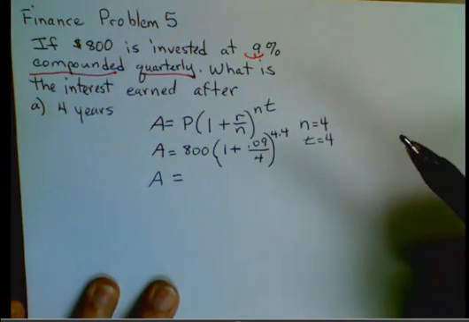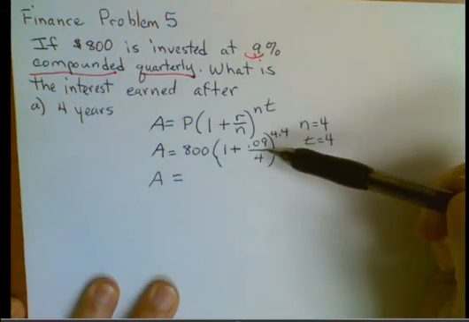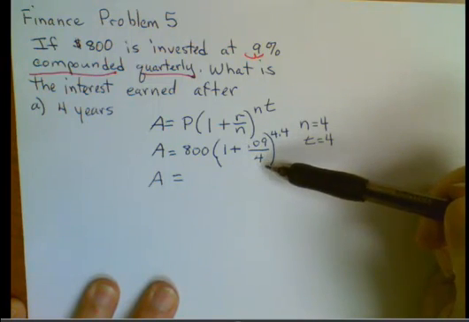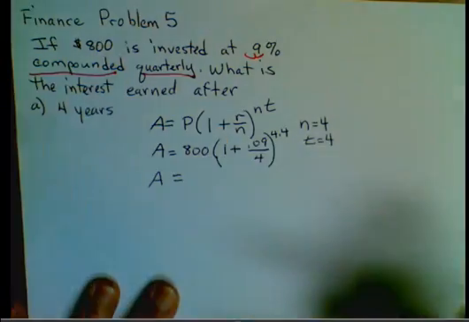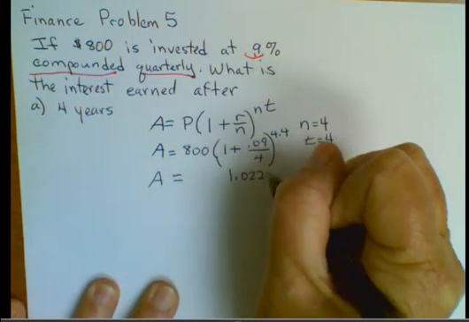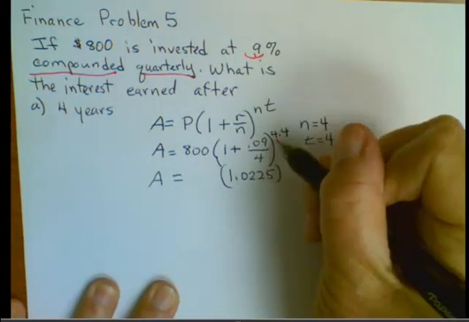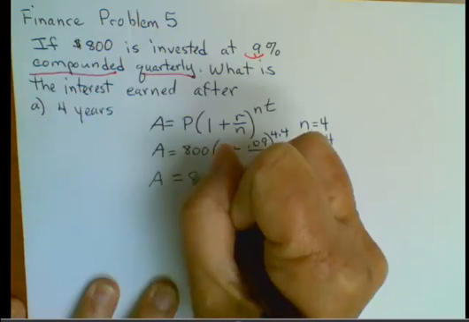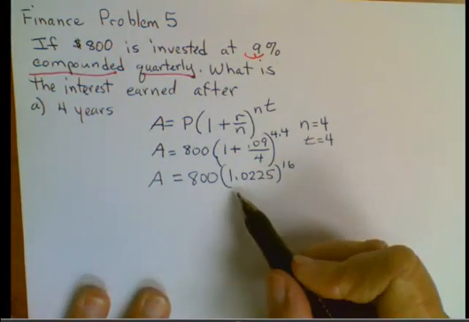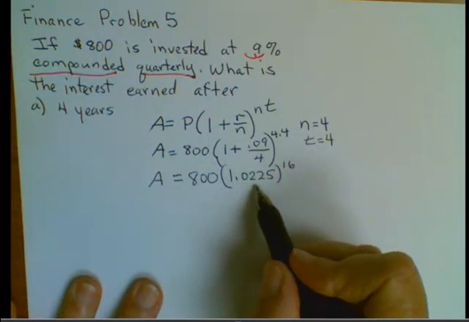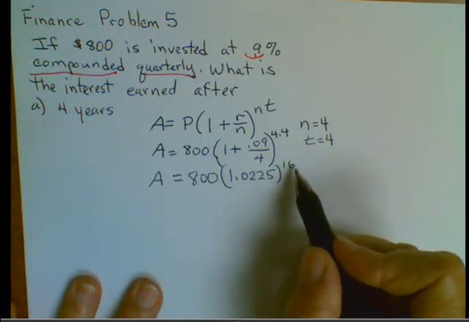The first thing I would do is punch into my calculator 0.09 divided by 4. Just leave it sitting there and add 1. You should get 1.0225. Go ahead and work out the 4 times 4 in your head, which is 16. And now we will raise. So clear out and do 1.0225 to the 16th power.